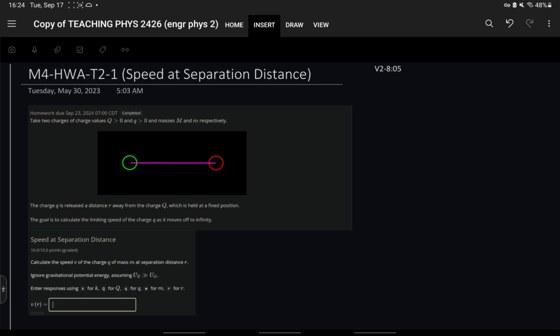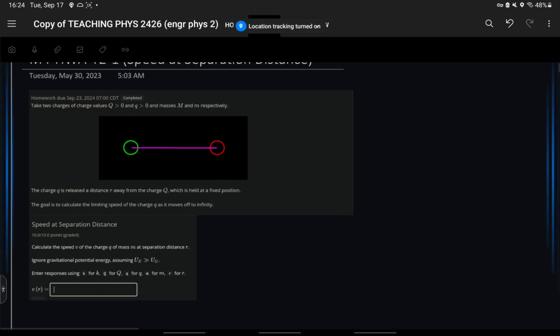The charge lowercase q is released from a distance r away from the charge capital Q, which is held in a fixed position, and we want to calculate the speed v of r of the charge lowercase q at that separation distance r, assuming that only the electrostatic forces are acting and gravitational forces are negligible. So this problem is analogous with the gravitational case, but with the electrostatic forces instead.